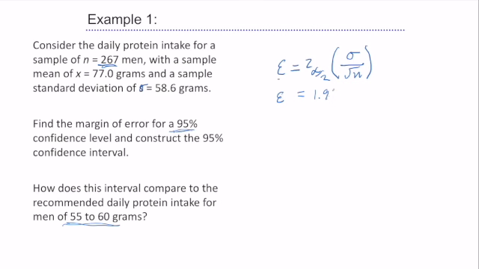I got this value from our table because it's the z-value associated with a 95% confidence interval. In this case, alpha is 0.05. So I have 58.6 over the square root of 267, and I get 7.03. So I'm going to go ahead and round that to 7. So I'm going to construct my confidence interval.